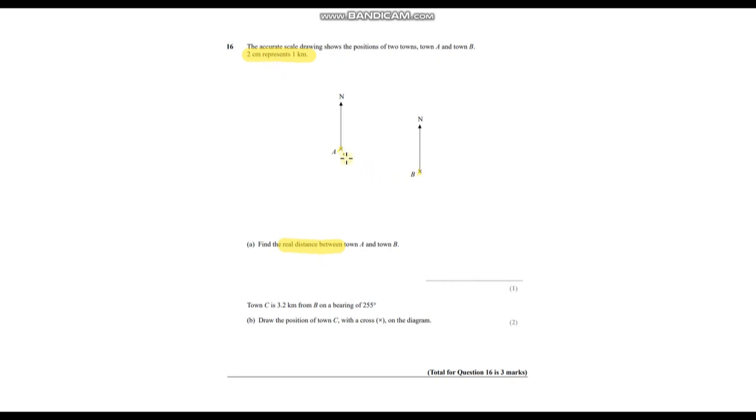So I've just measured this distance here, and I make it out to be 4.8 centimeters on my piece of paper. We know the scale is 2 centimeters equals 1 kilometer. So I can see that I just need to halve my number. So 4.8 centimeters, if I just halve this number here, that will give me 2.4 kilometers.